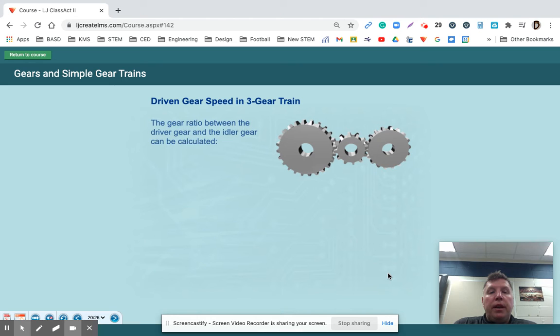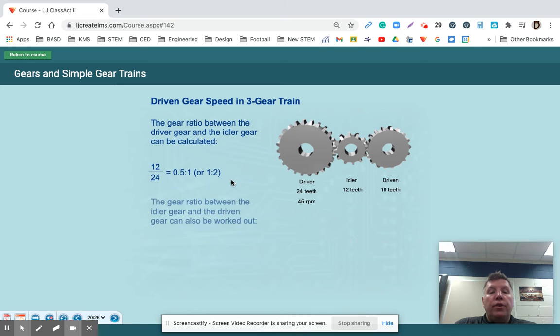Driven gear speed in a 3-gear train. The gear ratio between the driver gear and the idler gear can be calculated by 12 divided by 24, or 0.5, or half to 1, or 1 to 2.